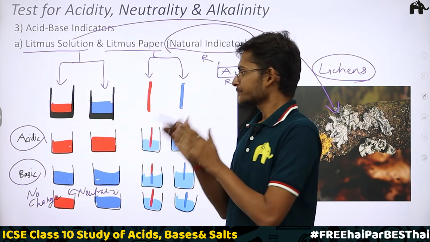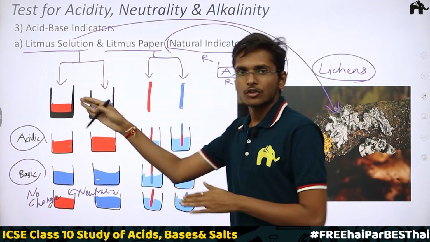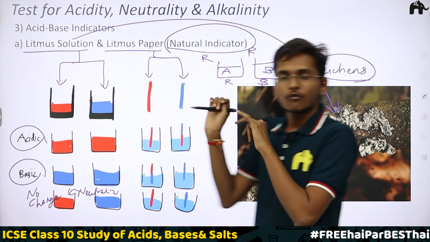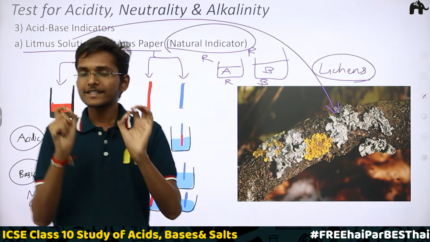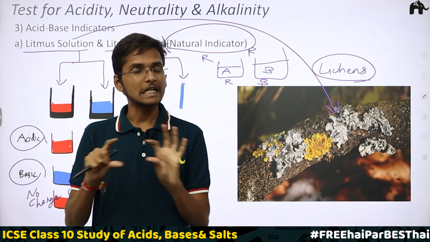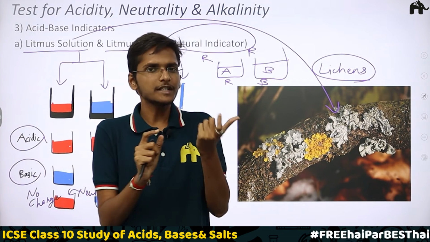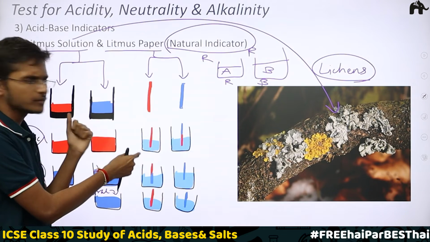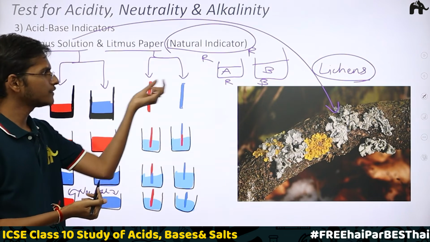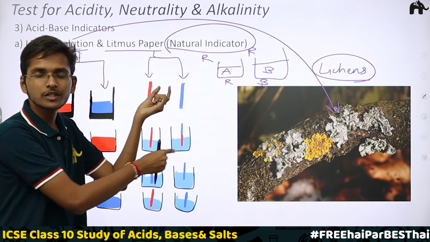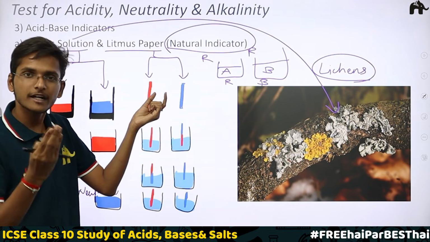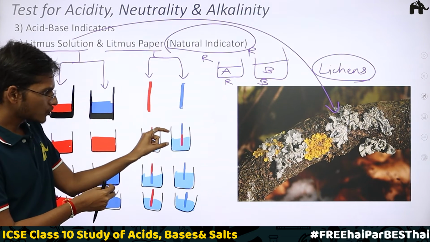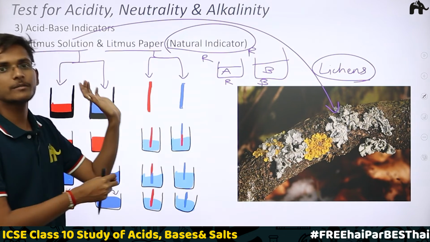Okay, very clear. Now the same logic is applied to the litmus paper. Exactly the same. See what we have learned, the acidic solution's color would be red, right? So when we are dipping our red litmus paper in acidic solutions, it would remain red. But when we are dipping blue litmus paper in acidic solution, the color should be red only. So that blue litmus paper's color would become red, in the portion which we have dipped into the acidic solution.